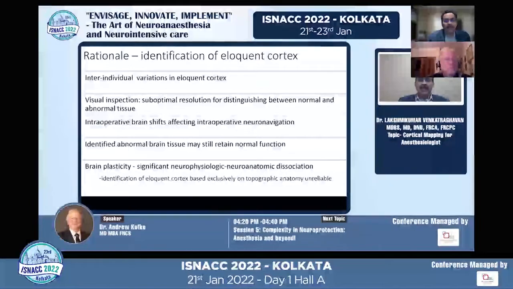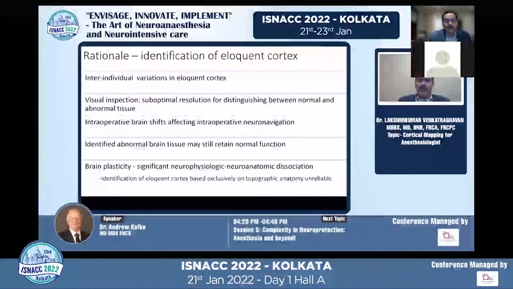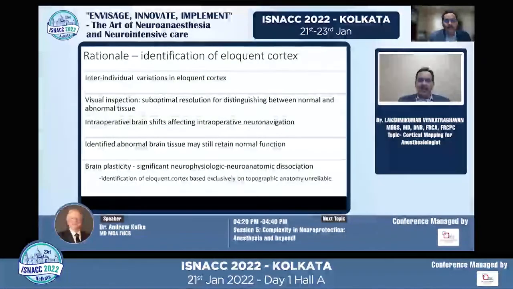So the rationale for cortical mapping is that the identification of eloquent cortex is very difficult because of quite a bit of inter-individual variation. Visual inspection of normal or abnormal tissues may also be quite difficult because the resolution is not very good. And there are intraoperative brain shifts which may affect intraoperative neuronavigation methods. The identified abnormal brain tissue may still have normal function. And most importantly, because of pathological conditions, there is brain plasticity which leads to neurophysiological and neuroanatomical dissociations, which is one of the main reasons why we need intraoperative cortical mapping.